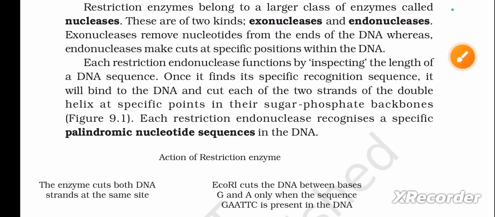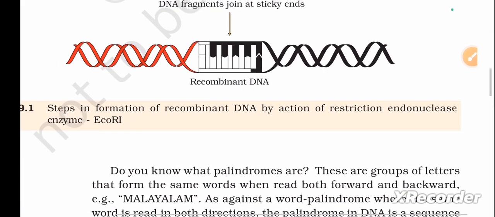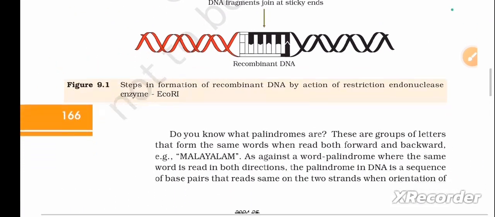Once it finds its specific recognition sequence, it will bind to the DNA and cut each of the two strands of the double helix at specific points in their sugar phosphate backbones, figure 9.1. Each restriction endonuclease recognizes a specific palindromic nucleotide sequence in the DNA. So here you can see the diagram in figure 9.1. I will be providing it at the end of this lesson. You can check it out.